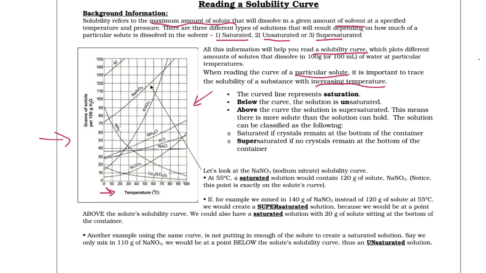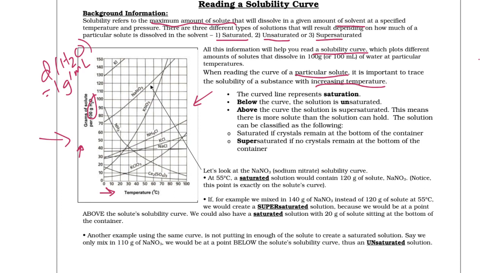So we notice that temperature increases along the x-axis, and as we move up the y-axis, we are plotting the grams of solute, so the mass of solute per 100 grams of H2O. Recall that the density of water is 1 gram per mL. So what this means is if I have 100 grams of water, that means that I have 100 milliliters of water. So these charts refer to the mass of solute per 100 mL of water as a solvent.